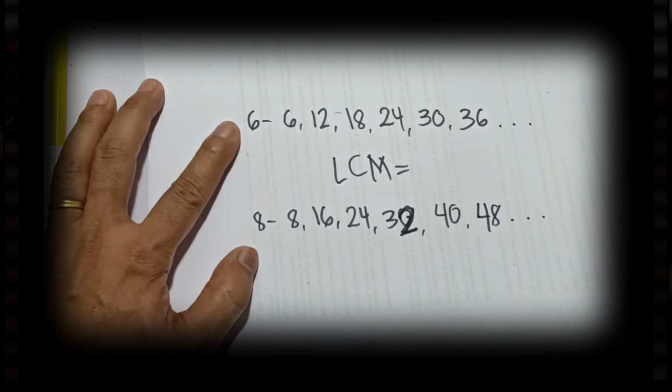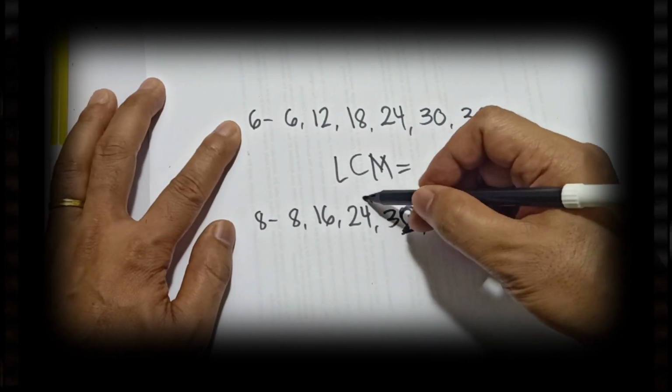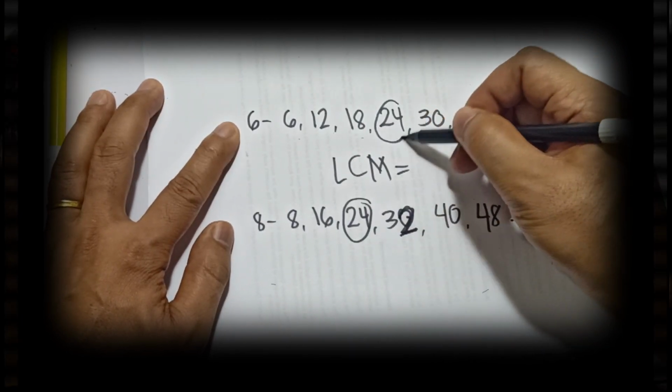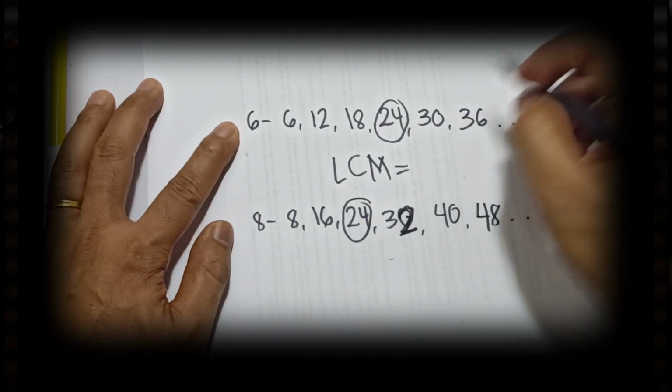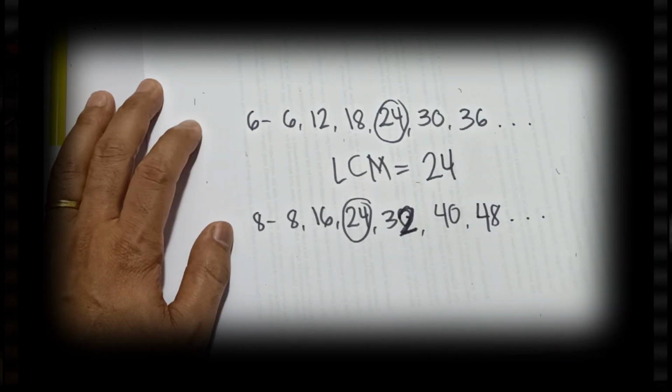So the LCM of 6 and 8 is, as you can see, 24 and 24 there. So the least common multiple is 24. Alright, now let's go to the factors.